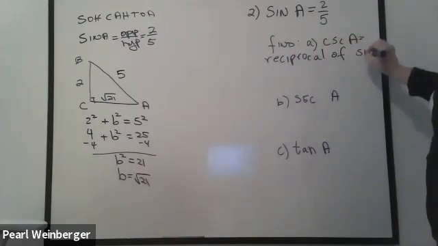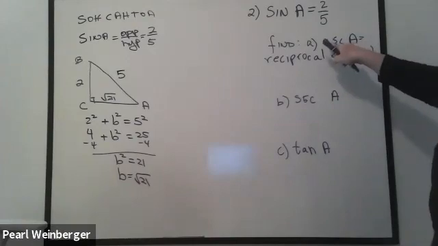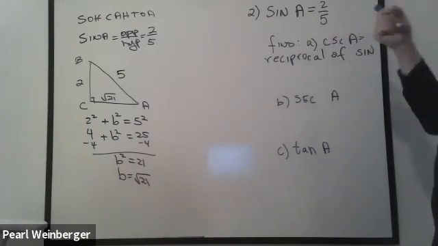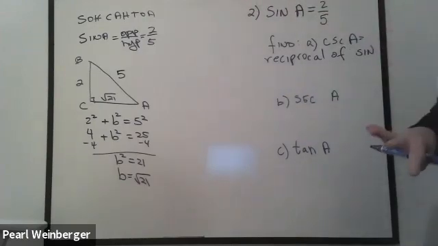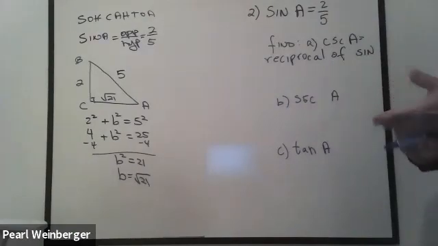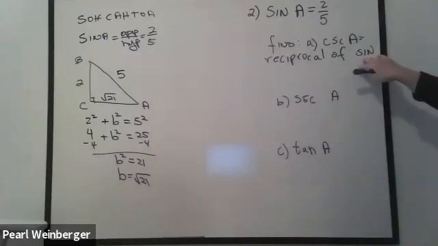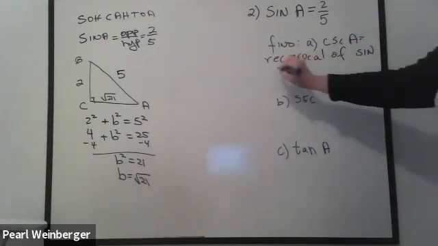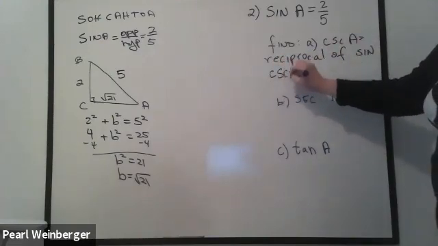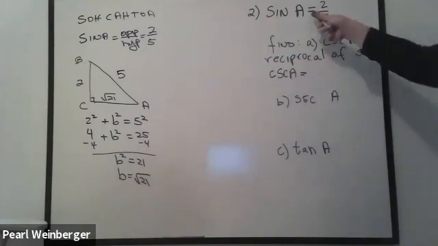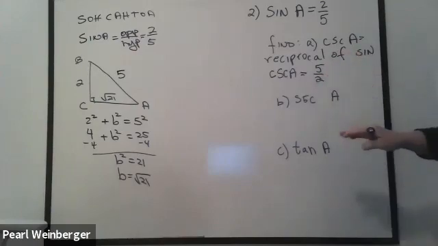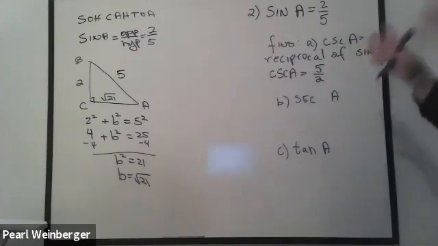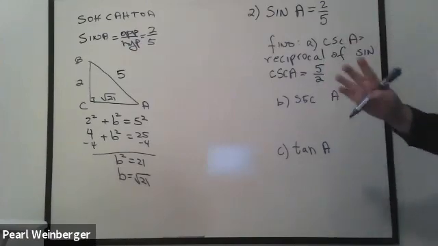I remember it's the reciprocal of the sine because it starts with a co, so its partner can't start with co. It can't be cosine because cosine also starts with a C. So the reciprocal of sine is the cosecant. Therefore, the cosecant of A, this one's an easy one, is just the reciprocal of the sine, so that's 5 over 2. Even if they gave me a bunch of other numbers, and they told me here's the cosine, the cosecant is a reciprocal of the sine.